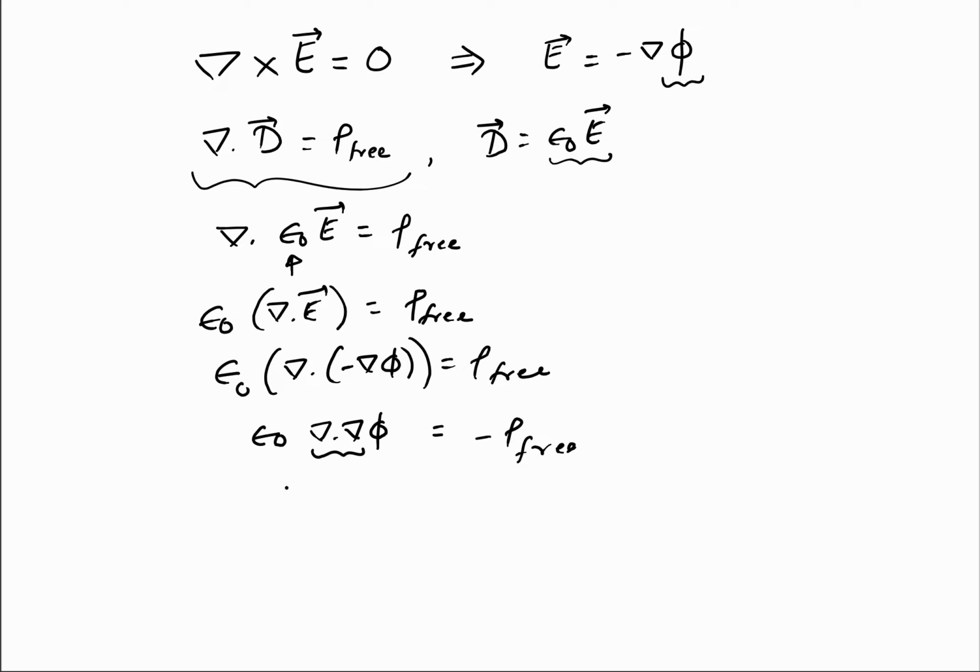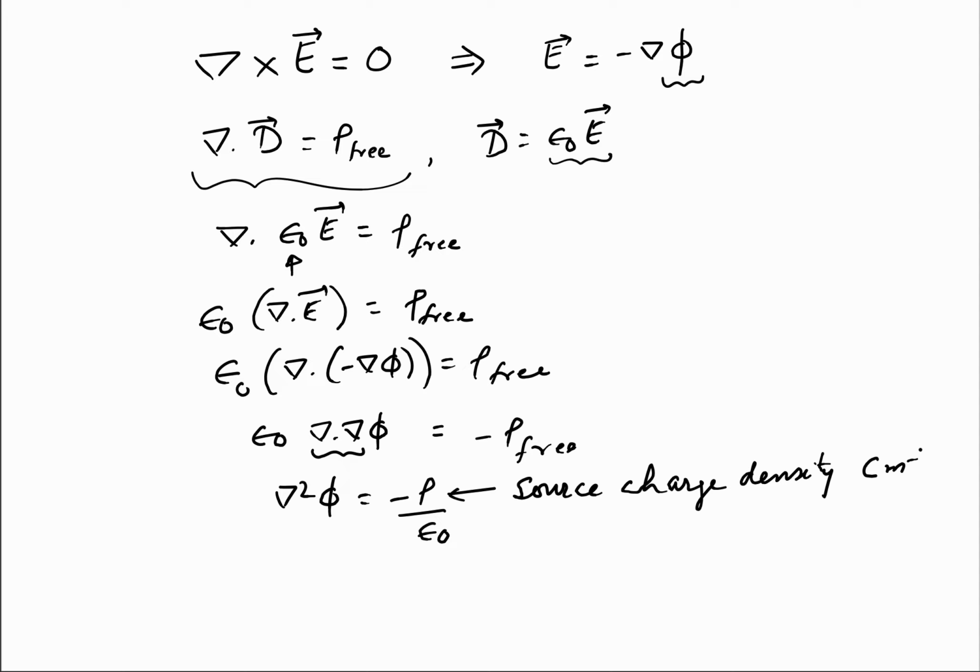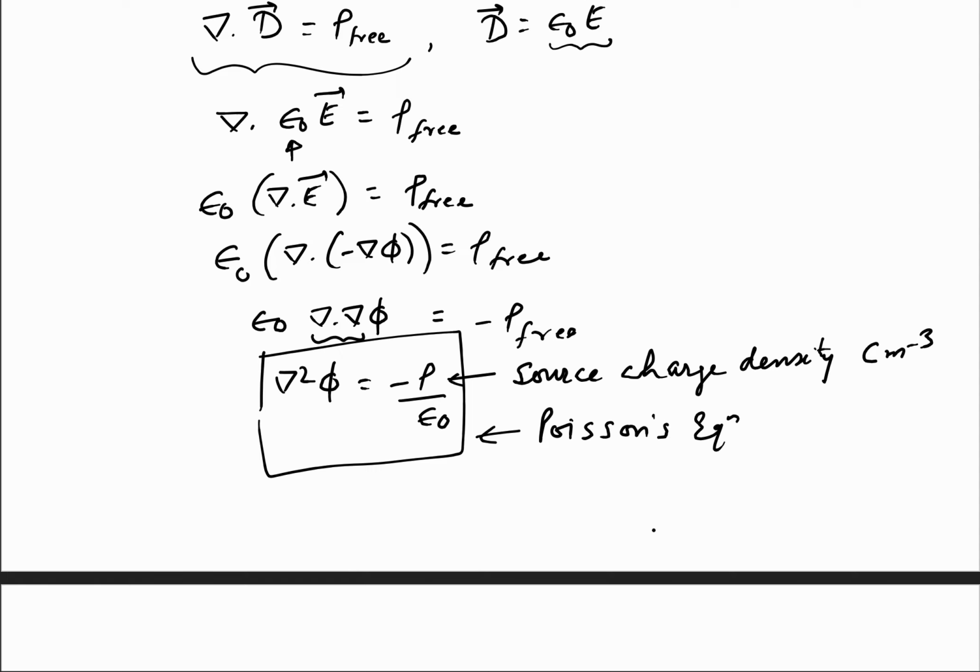Now this is the Laplacian operator. Del square phi is equal to minus rho by epsilon naught, where rho means the source charge density in coulomb per meter cube. This equation is known as Poisson's equation. Whenever there is no source charge density, the right hand side of this equation will be equal to 0, so del square phi becomes equal to 0. This special case gives us the Laplace equation.